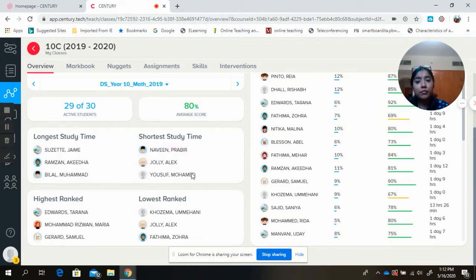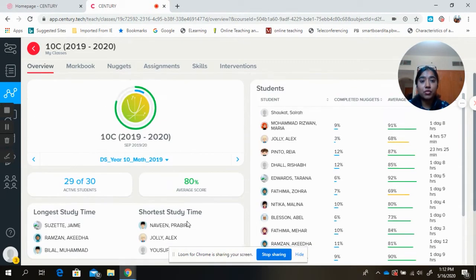Now, we always realize that the top three are hardworking and have given their best, but what about the bottom three? We have to come up with some system of encouraging them to spend more time on Century. Or the first step would be to find out why they aren't spending more time on Century. Again, highest ranked and lowest ranked are based on the students' scores on the nuggets they have performed.